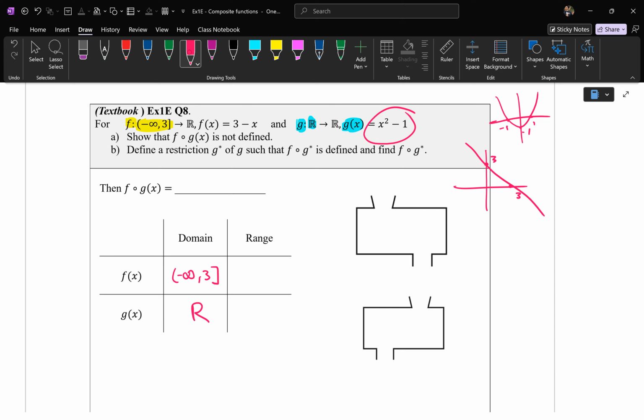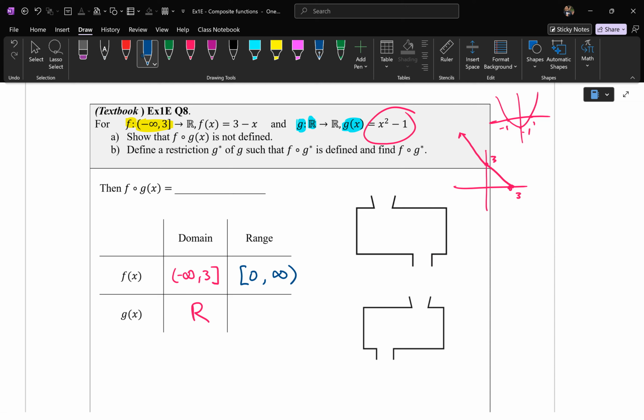All right, so I've got these two graphs. One has a restriction: this one says negative infinity up until 3. That means when x is 3, the y value is 0. So the graph I've drawn is not fully correct. It should only go from the top all the way down, and it stops here, but it goes on infinitely. So for f, clearly the domain is negative infinity to 3, but the range is from 0 inclusive to positive infinity.